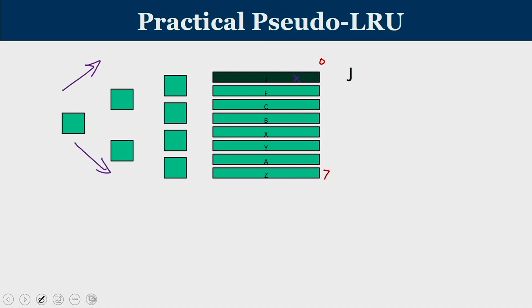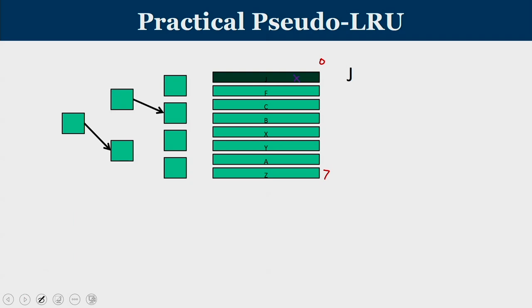So, J is what I have to access. As far as the root is concerned, after accessing J, the lower half is the least recently used, because I am going to use the upper half. So the lower half is the least recently used path. That is why an arrow. Here the bold arrow always points to the LRU path, the least recently used side.